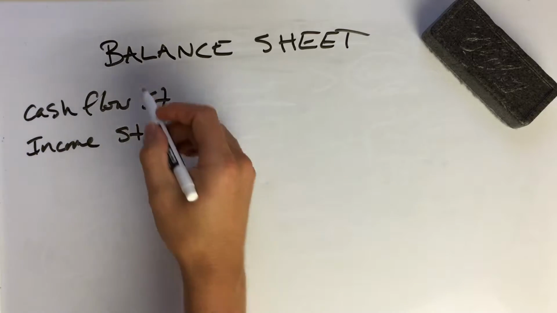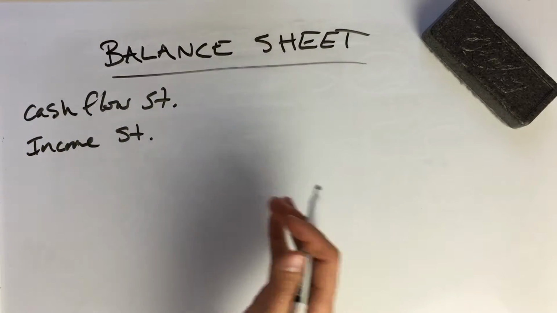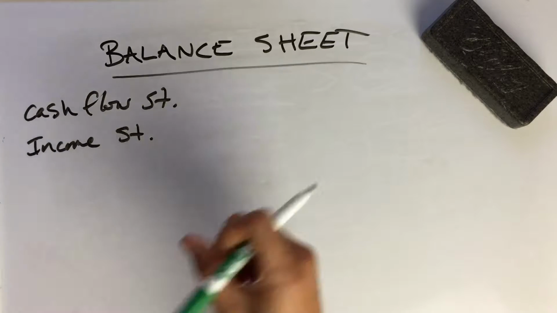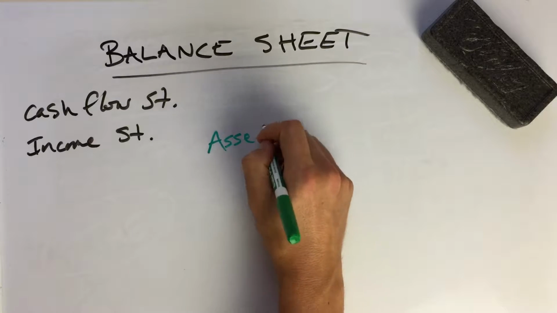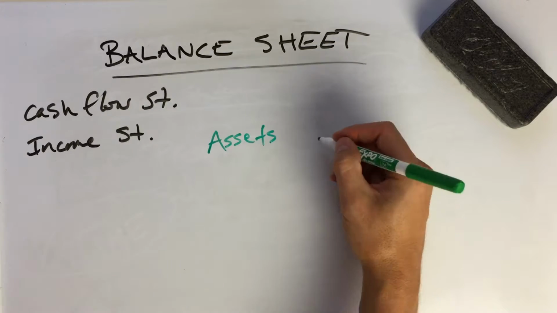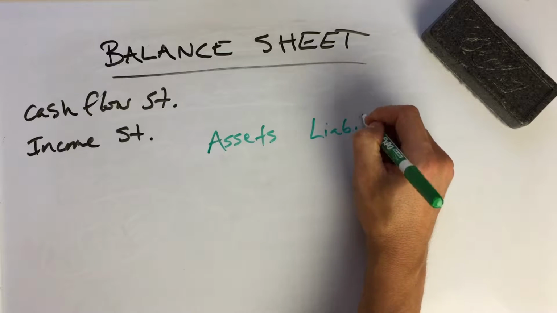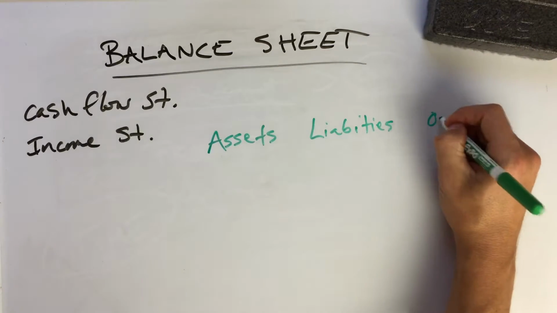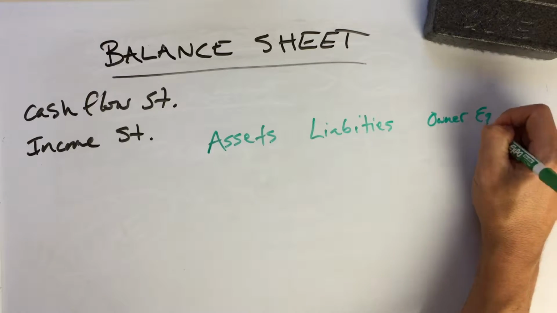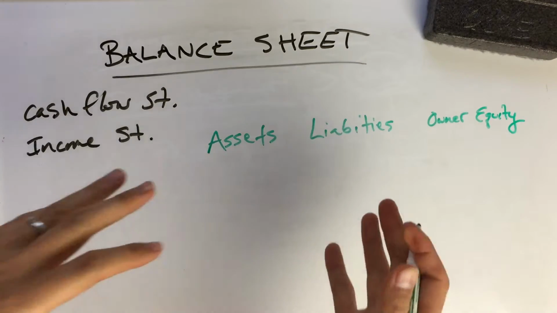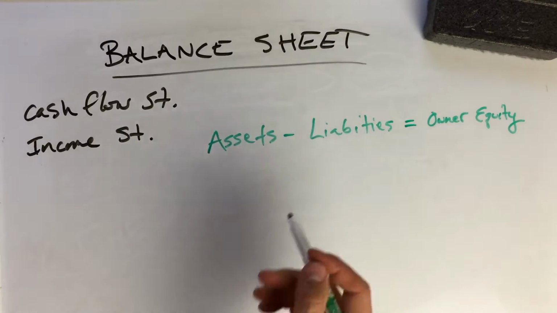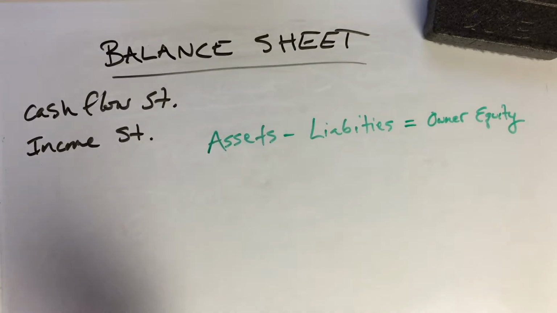A balance sheet is essentially a snapshot of your business at any point in time, and it tells you how much the company is worth. It tells you what the company has that's of value, what the company owes to other people, and the final term, owner's equity. As I write this equation, it will become clear what this is: assets minus liabilities equals the owner's equity.